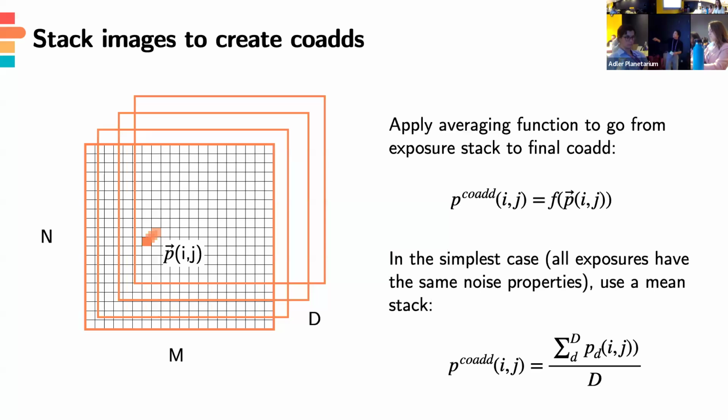What this means is we are going to apply some averaging function to go from this vector P at position i, j to a single pixel value in your coadd at the same position. In the simplest case, where all of your exposures have the same noise properties, one thing we can do is use a mean stack. This is just taking the mean over all of the exposures, and that will be your final coadd value.